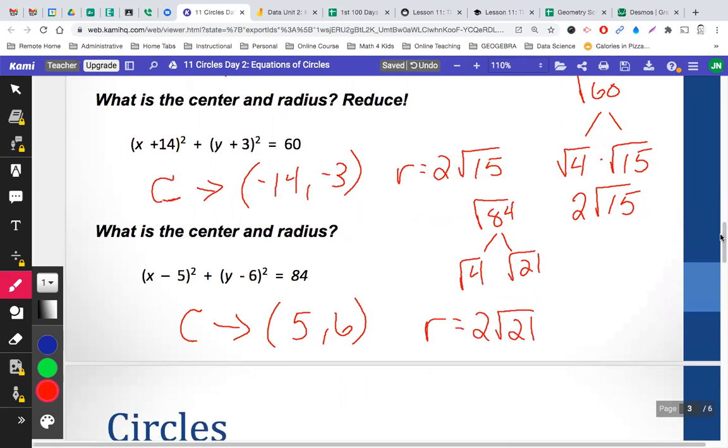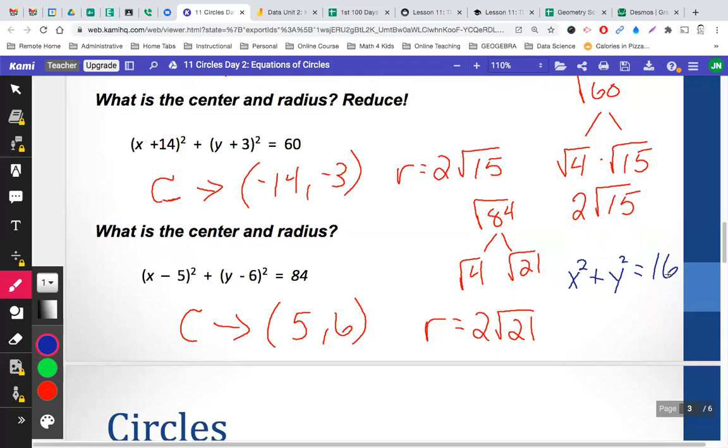All right, what would our radius be if we had an equation that looked like this? It had x squared plus y squared equals 16. What would our circle look like if we had that? x squared plus y squared equals 16. Where would my center be? Yeah, it'd be at the origin.